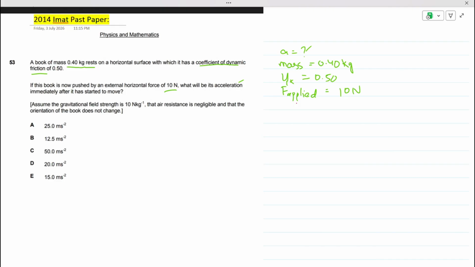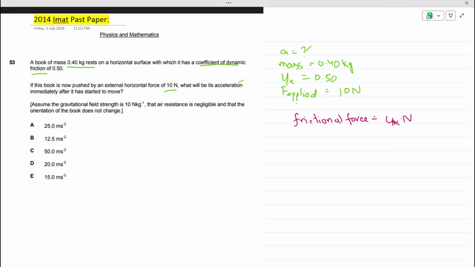So frictional force equals mu k, the coefficient of dynamic friction, into normal. Normal is the force which is applied vertically on a body. It is the perpendicular force applied on the body. Normal is also a force, and it also has the unit of Newton.